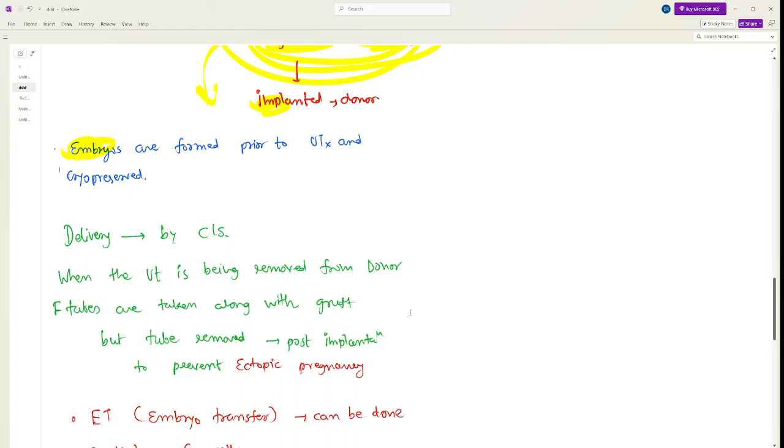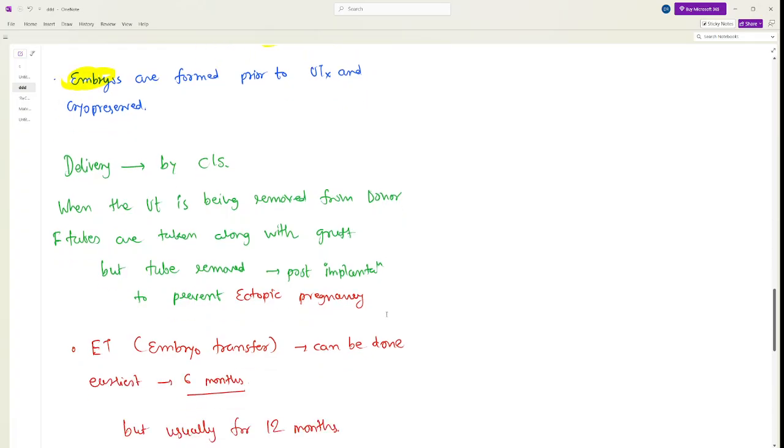When we talk about the obstetric outcome, almost all cases have gone through cesarean section, because we don't know how the uterus will act while being pregnant, while in labor. So definitely all of the patients go for cesarean section. As I said, tubes have been removed after the implantation.